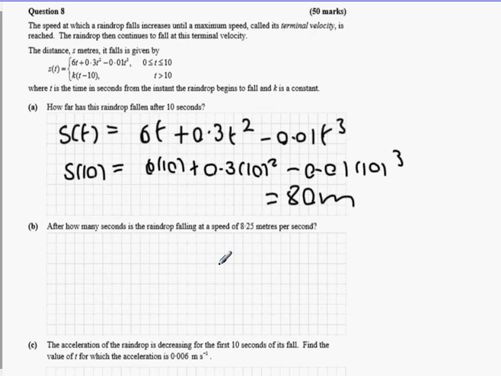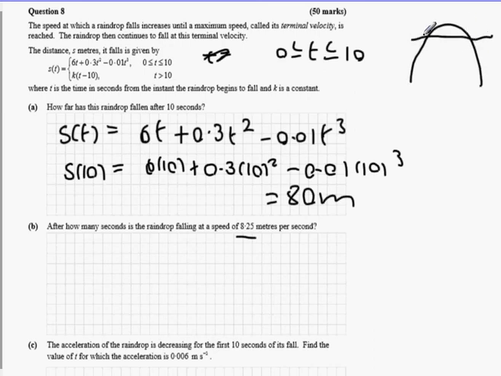Alright. Now, after how many seconds is the raindrop falling with 8.25? Remember, it says that this acceleration process is only applicable for the first 10 seconds. So 0 less than or equal to t less than or equal to 10. So when is it 8.25 meters per second? Remember, it's a U-shaped function, which means that more than likely it's going to hit 8.25 meters per second twice.